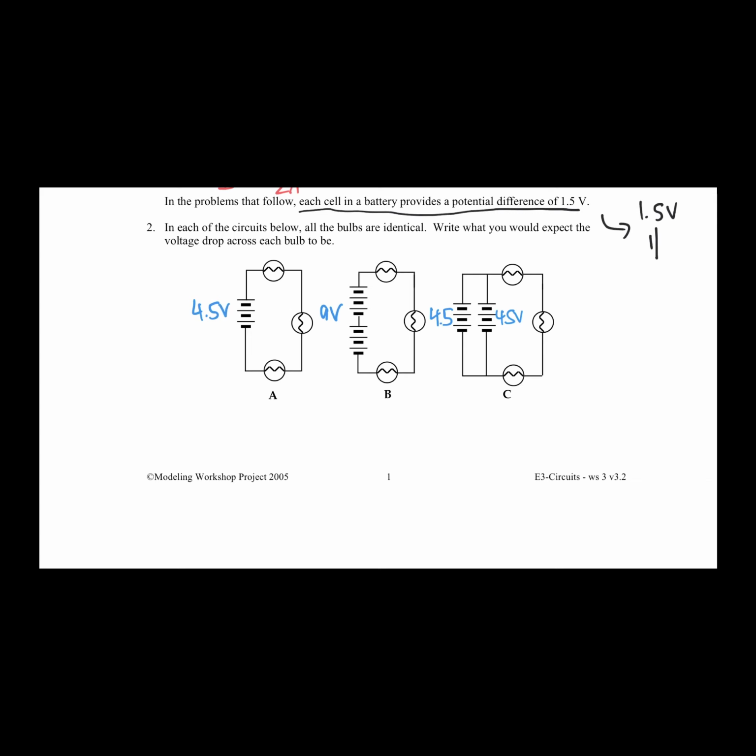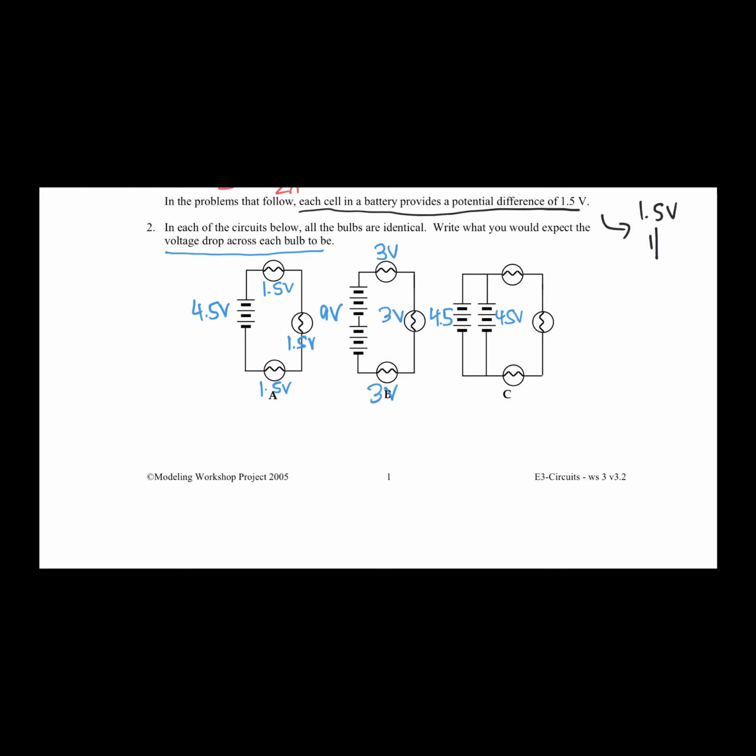When it asks how much you expect the voltage drop to be across each bulb, we need to look at these 3 identical bulbs. In a series circuit, each bulb is going to get the same amount of voltage drop. So if I have 4.5 volts to divide up, the first one will get 1.5 volts, the second one will get 1.5 volts, and the third one will get 1.5 volts. In circuit B, they're divided up similarly, but I have a higher voltage battery. So I have 9 volts to divide up between 3, so I'm going to have 3 volts at each one.